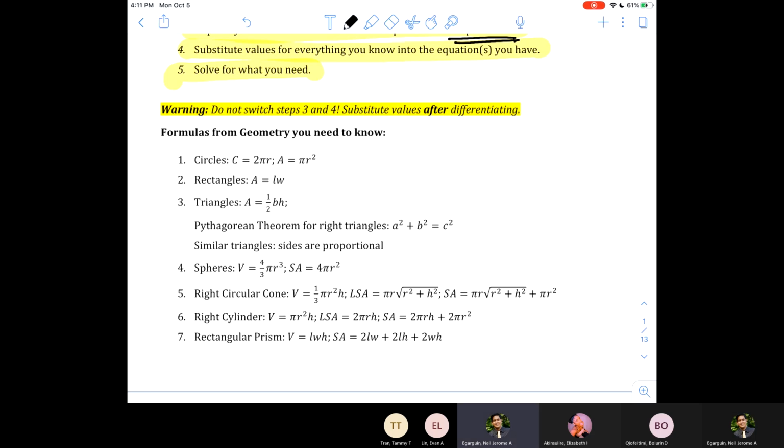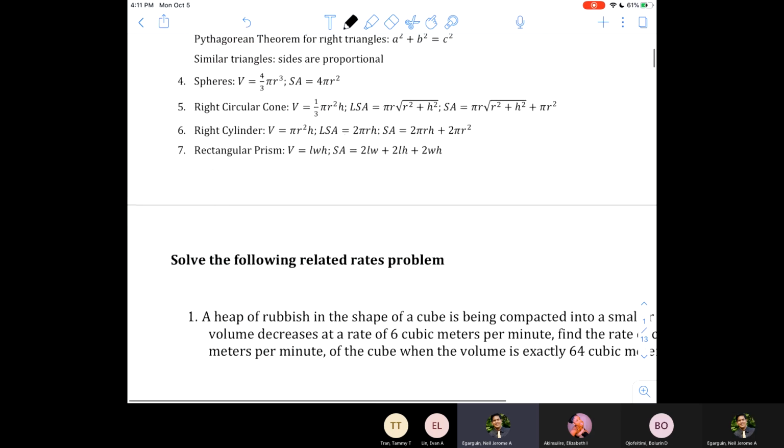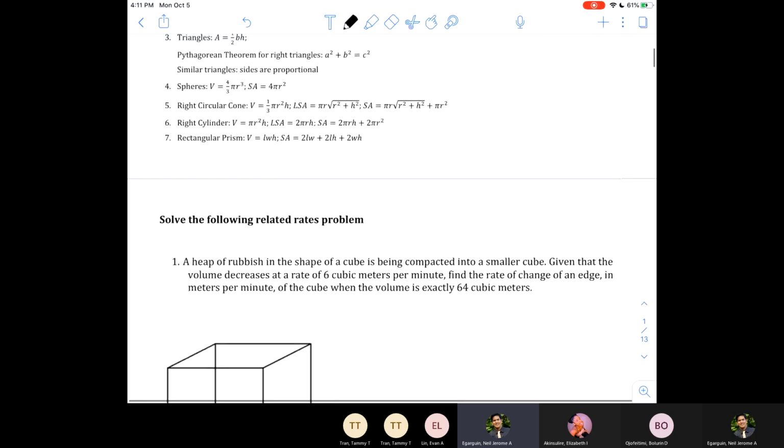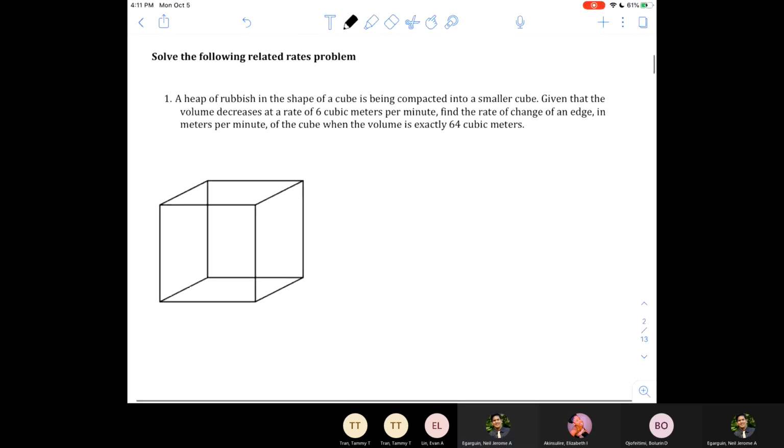Okay, so I guess all of the things I said would be easily understood if we apply it to certain problems. So if you don't have any questions so far, let me try to solve problem number one. Okay. So for problem number one, we have this.